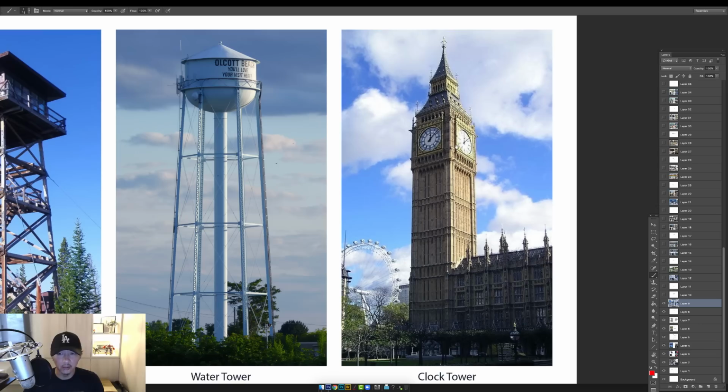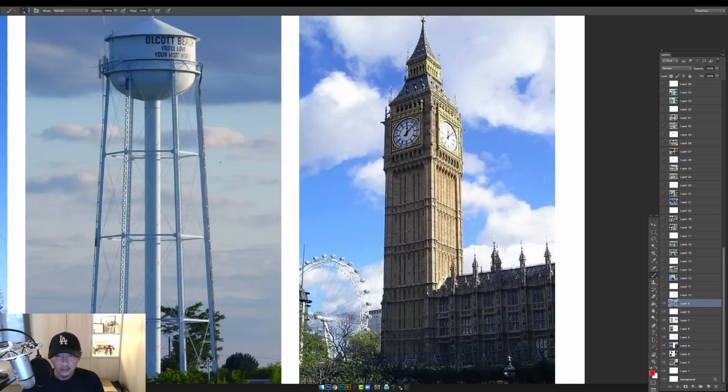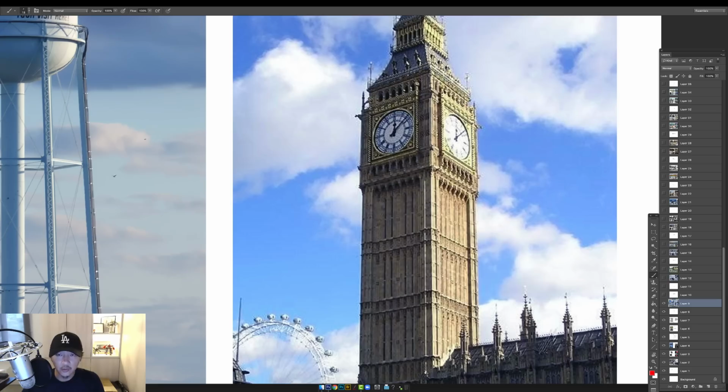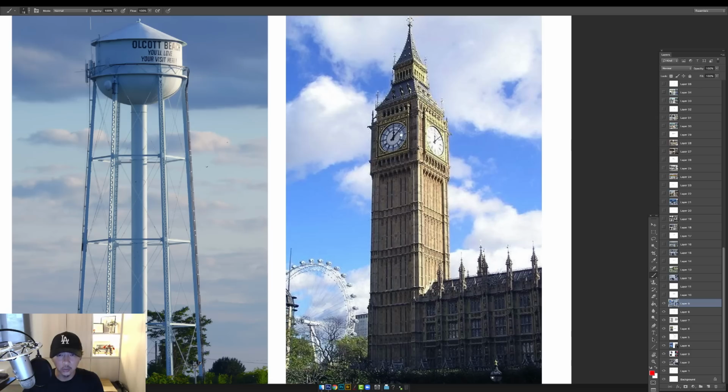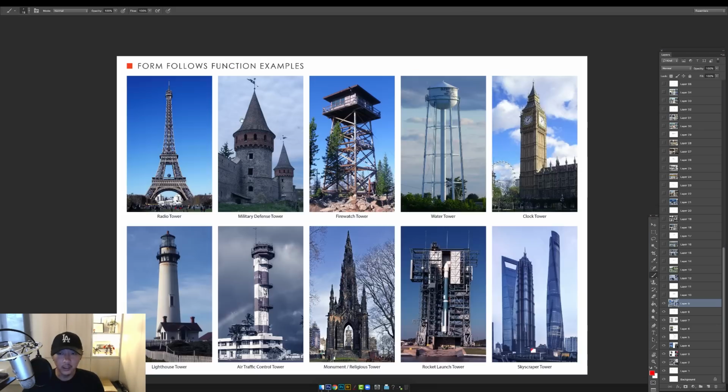Next is clock tower, right? Big Ben here in London. So what's the functionality? What's on the inside? A clock, right? The gears are all inside. But to make this work and to make everyone see it, they build the tower as high as possible so everybody around the city could see what time it is. And notice the clocks are on all four sides. So that way, no matter where you are, you can see the time. So functionality driven, very different than the previous ones, but everybody is a tower.